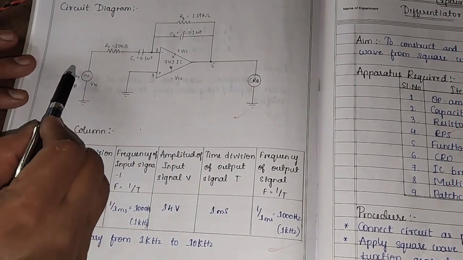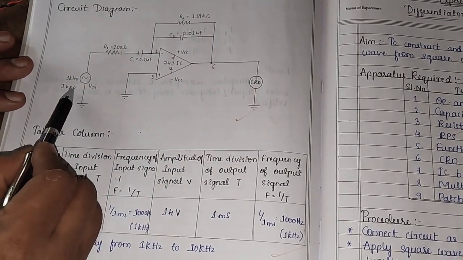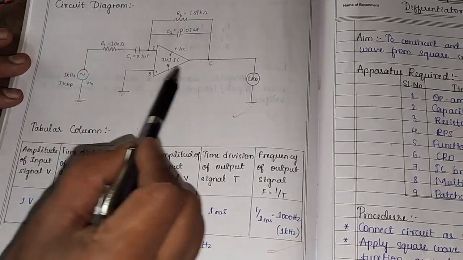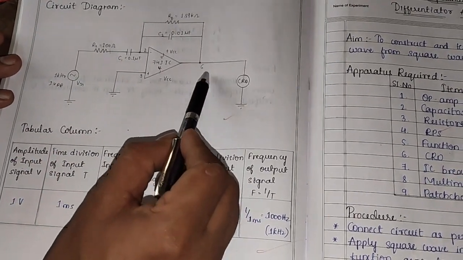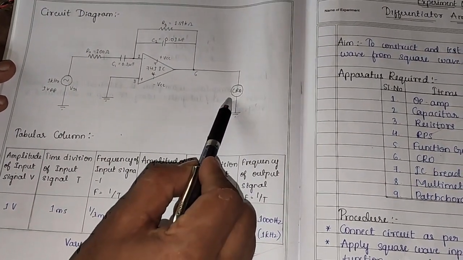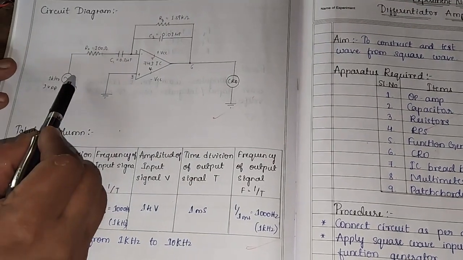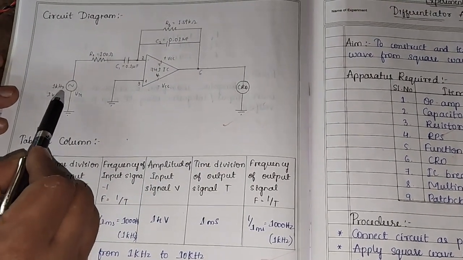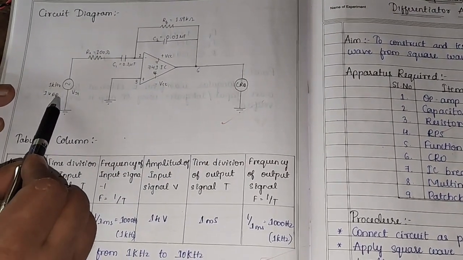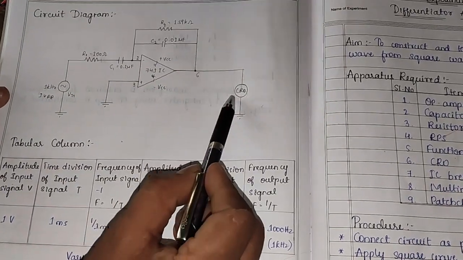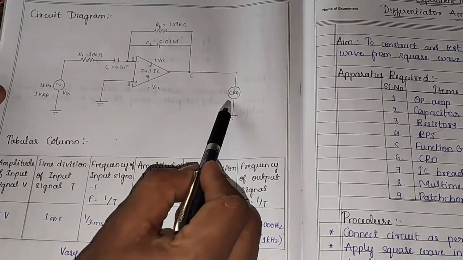Here at pin number 2, we have to apply the input with the help of a function generator, and at pin number 6, we have to observe the output. What kind of input do we apply? At the input, we have to give the square wave, and at the output, we will obtain these spikes.